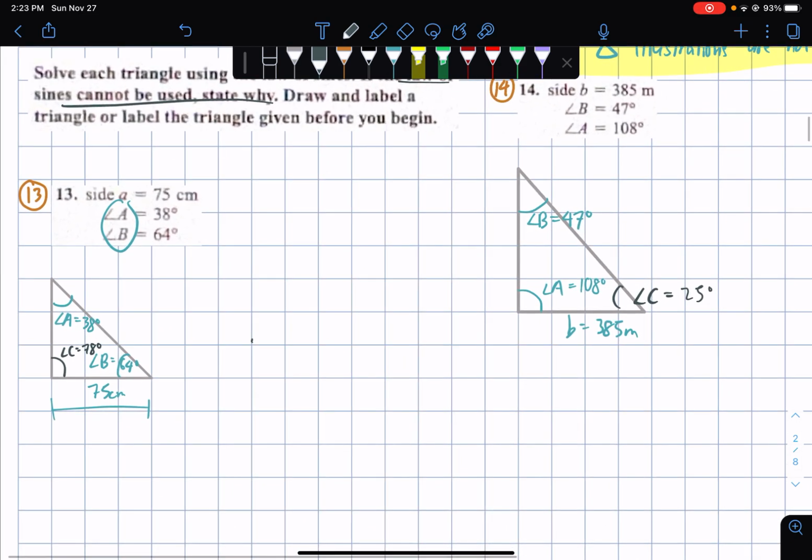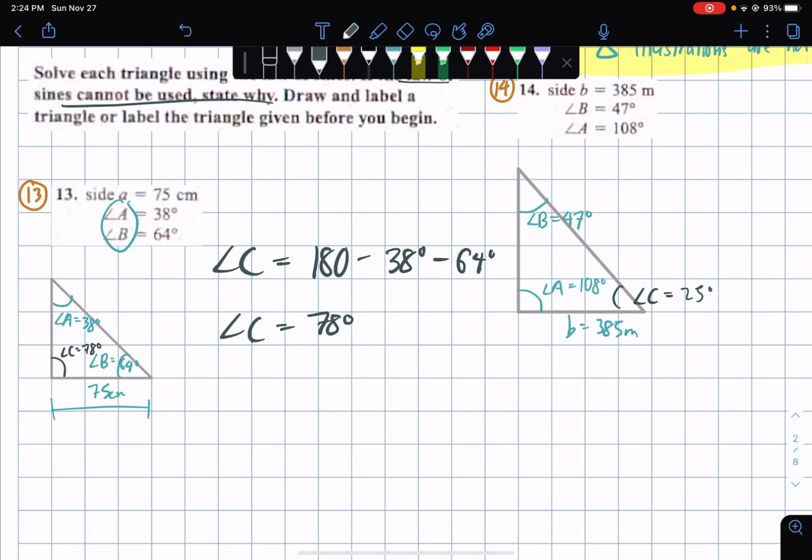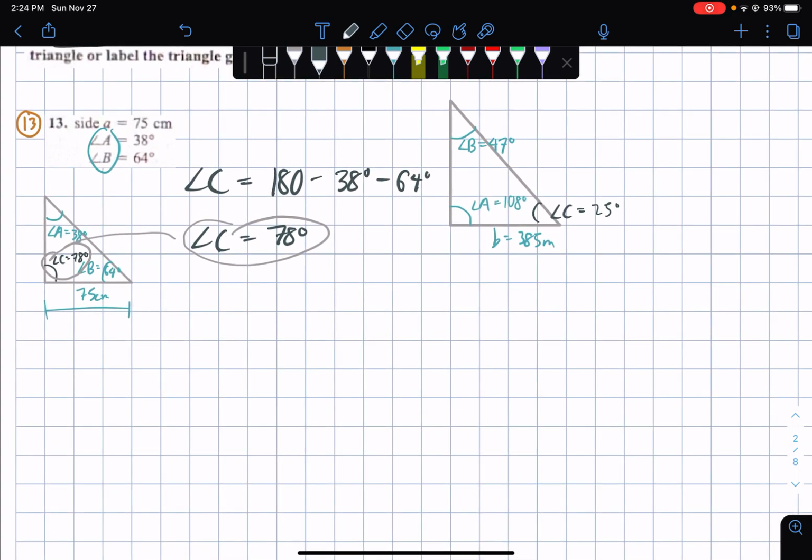For 13, we can look for angle C with the formula 180 degrees minus angle A minus angle B. That is 180 degrees minus 38 degrees minus 64 degrees, which is equal to 78 degrees. Hence, the value over there. We know the side of angle A, which is basically side A. Let's look for side B and C.